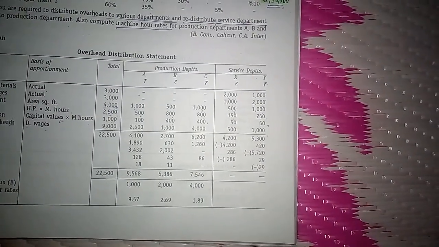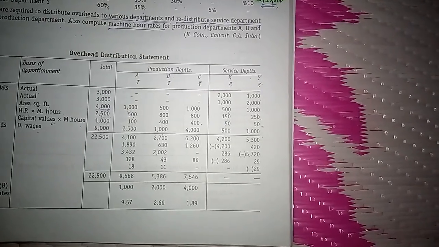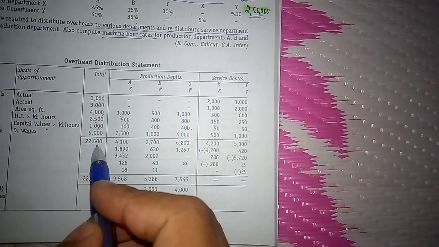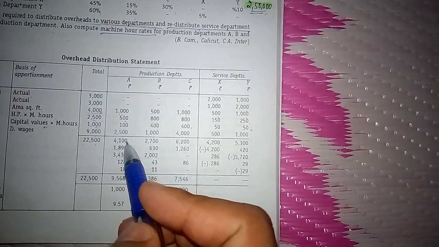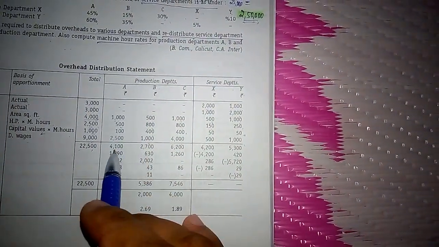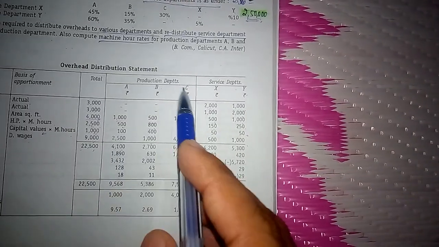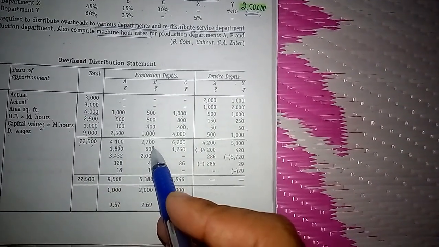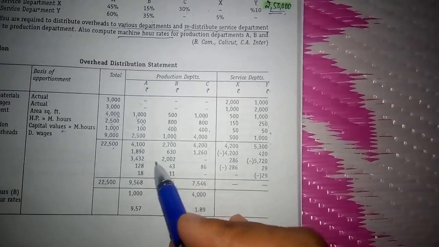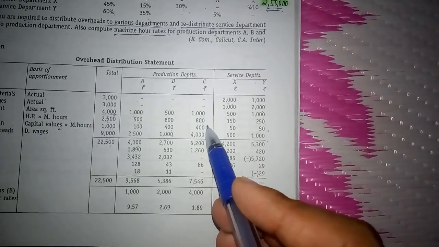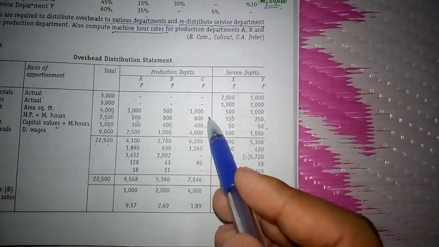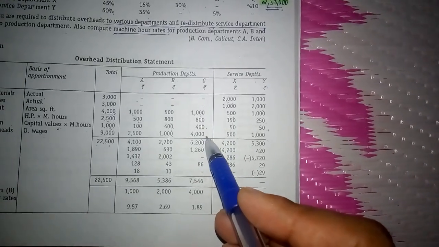So after apportionment of the expenses, we are supposed to make a total. The total column will be 22,500. Then we are supposed to make a total of each department separately. For production department A, it will be equal to 4,100. For production department B, it will be equal to 2,700: 500 plus 800 plus 400 plus 1000. Then for production department C, it will be equal to 6,200, if you make a total of 1000 plus 800 plus 400 plus 400.